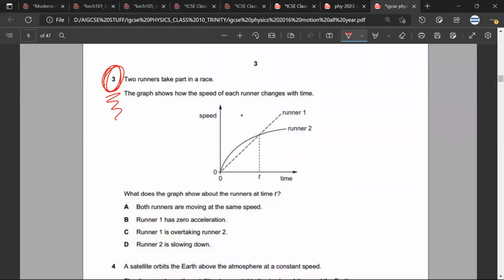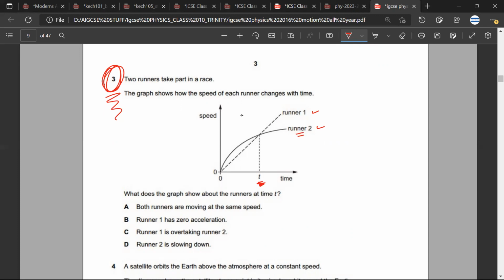Two runners take part in a race. The graph shows how the speed of each changes with time. Runner 1 is overtaking runner 2. At time t, if we look at runner 1, his speed is increasing constantly. And if we look at runner 2, his speed first increases, then he is decreasing. But runner 1 is constantly increasing. Do we see this? Yes, sir. So except for A, all the answers are wrong. So, this would be the point.